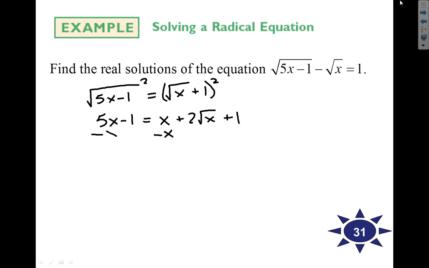Let's get everything on the right over to the left. So we'll have 4x minus 2 equal to 2 root x. And let's divide by 2. You don't have to.